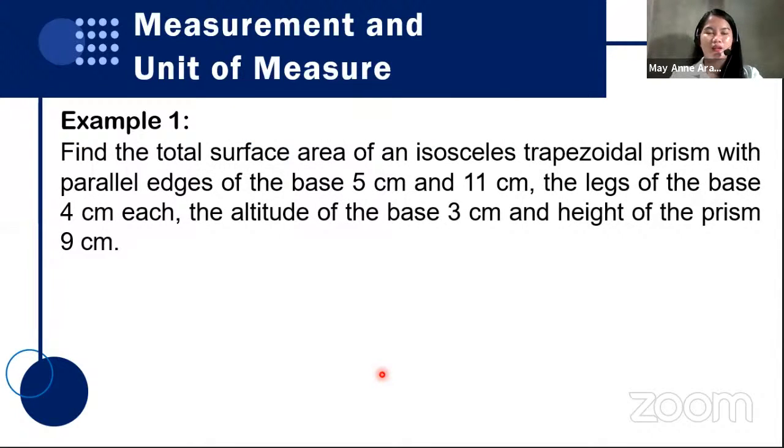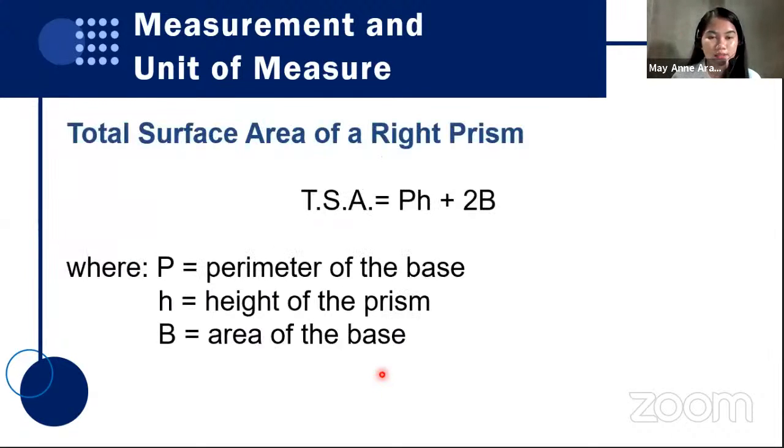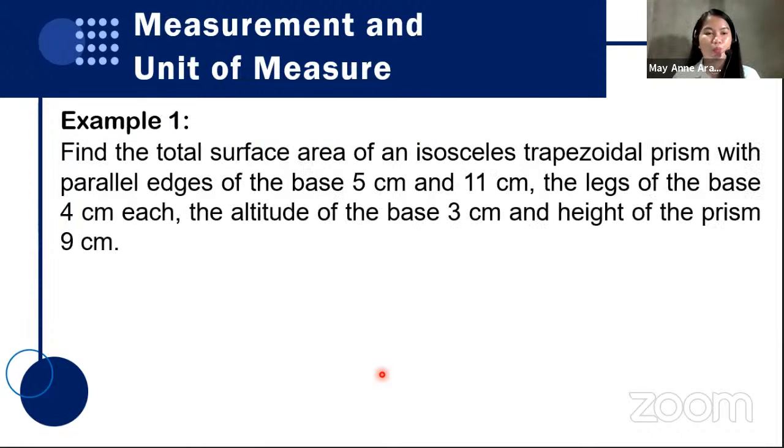Example time. Find the total surface area of an isosceles trapezoidal prism with parallel edges of the base 5 centimeters and 11 centimeters, and the legs of the base 4 centimeters each, and the altitude of the base 3 centimeters, and the height of the prism 9 centimeters. So lahat naman given. We'll use this formula: the perimeter of the base times the height plus the area of the base times 2.